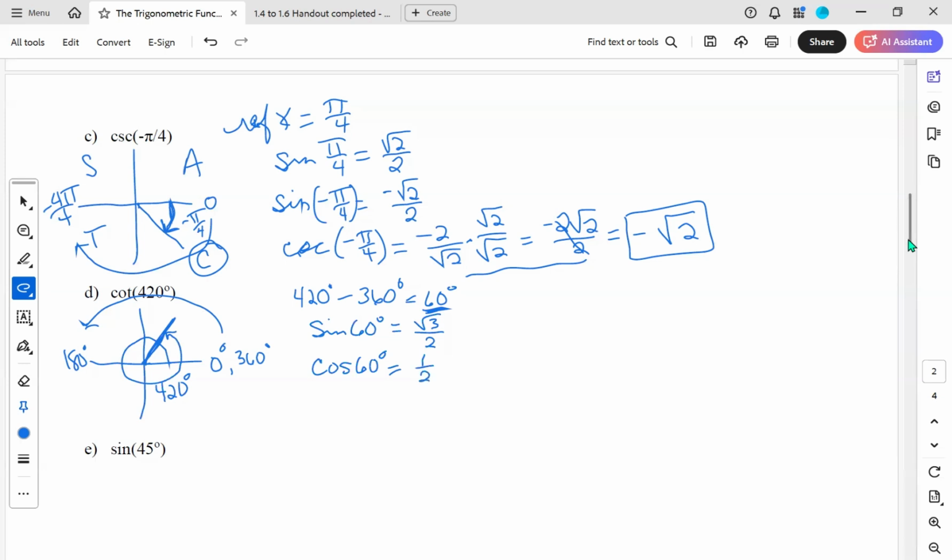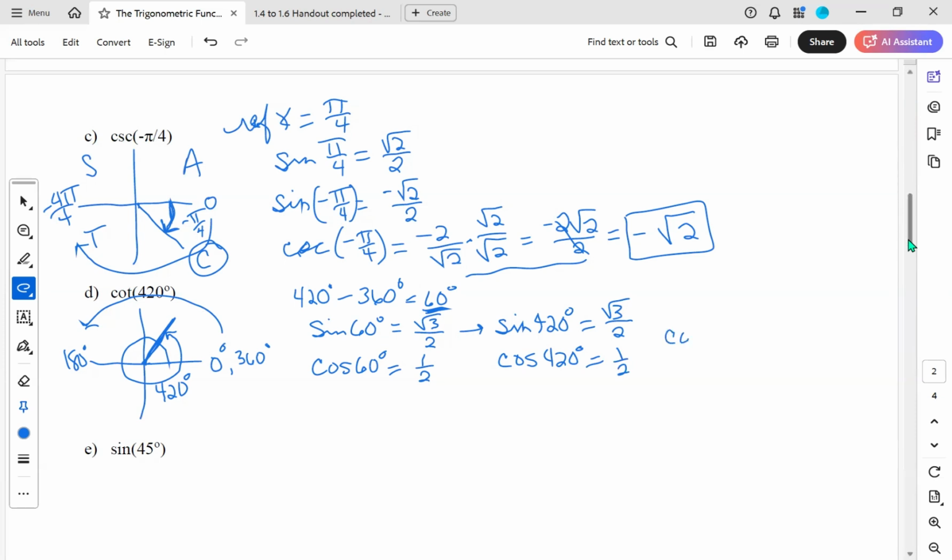Okay. Now I want to get those into the 420 degrees. Well, this is also the sine of 420 degrees. Being that it's coterminal with 60, those are exactly the same. So that's going to be square root of 3 over 2. And then cosine of 420 degrees is also positive 1/2.